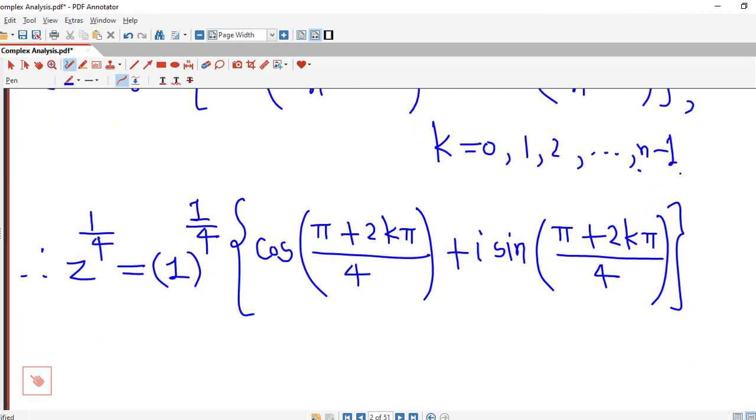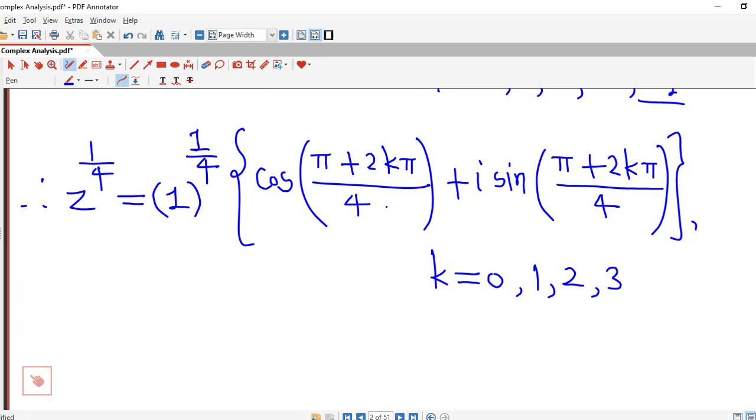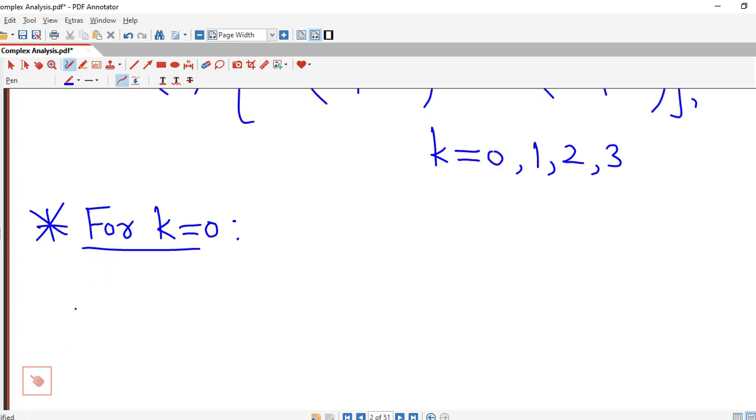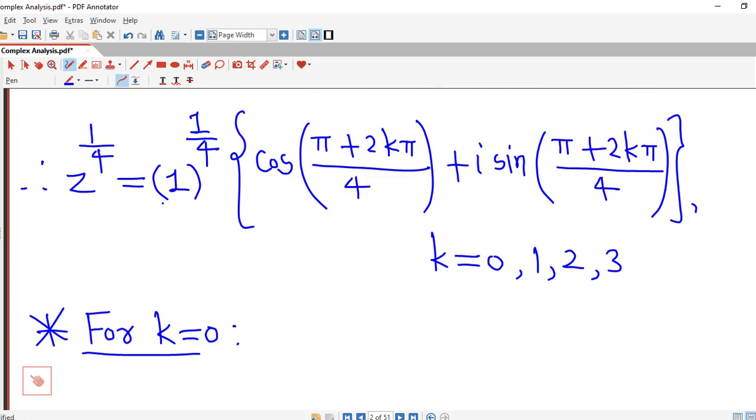And if we take n equal to 4, we have possible values of k as 0, 1, 2 and 3. So now we find out for different values of k we will have different roots. So for k equal to 0, first we find out the root corresponding to k equal to 0. We put k equal to 0 in this equation, and we observe that 1 raised to 1 by 4 is 1, where 1 is a real number, and the root corresponding to k equal to 0 will be denoted by z suffix 0.